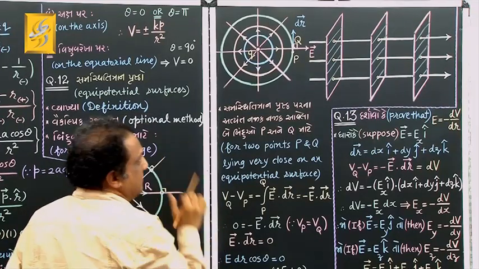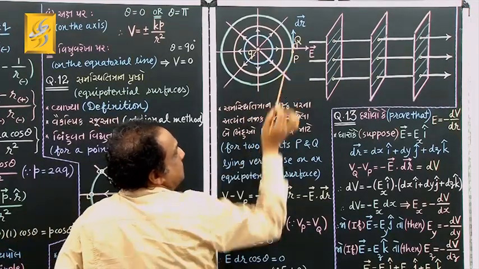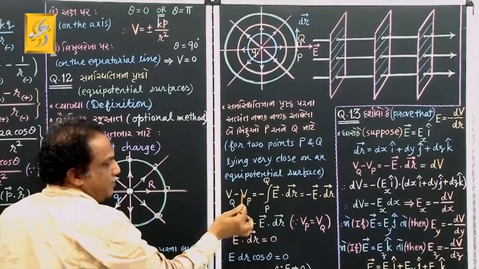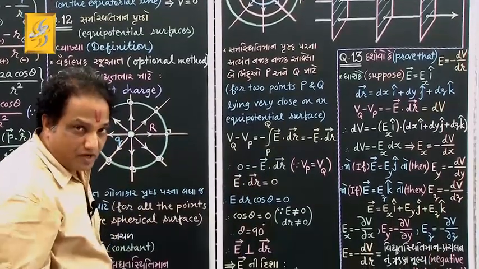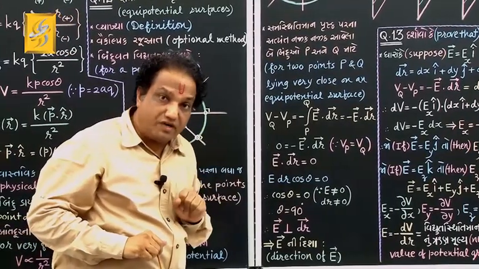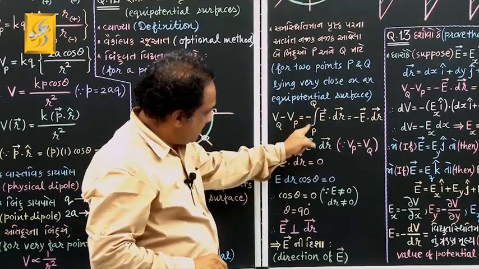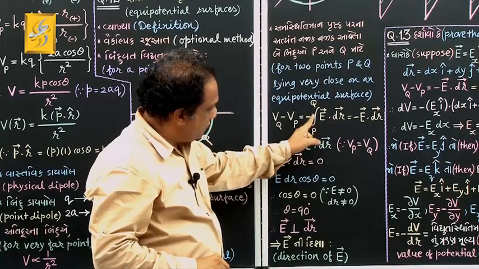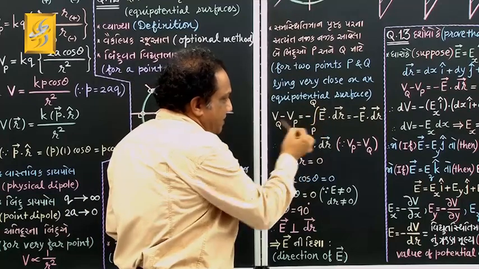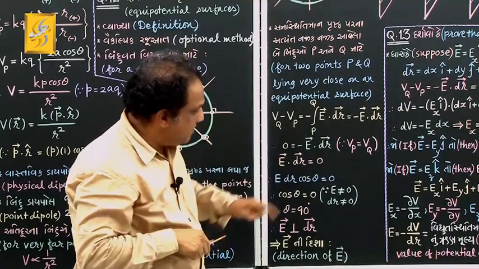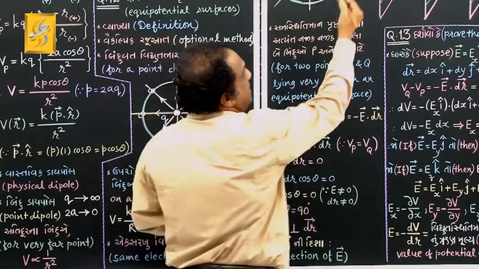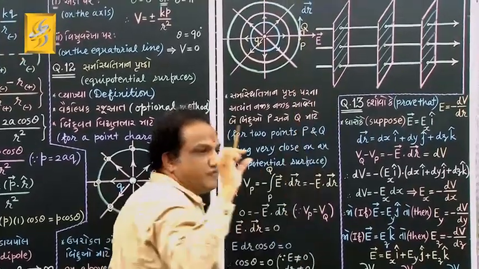Now, because these two points are very close, the potential difference between them you can write this way: VQ minus VP. Normally what is the formula? Minus integration from P to Q of vector E dot vector dr, correct? But tell me, when will you require to take this integration? If the path joining points P and Q is a long path, correct? But here, because points P and Q are very close, the path is very short.